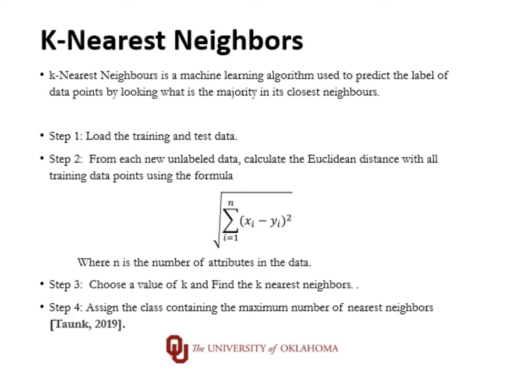That is, we can break the k nearest algorithm into four steps. In the first step, we load the training and testing data. In the second step, for each new unlabeled data point, we calculate the Euclidean distance with all the training data points using the formula shown in the slide. In the next step, we choose the k value and find the k nearest neighbors. Finally, we assign the class containing the maximum number of nearest neighbors.